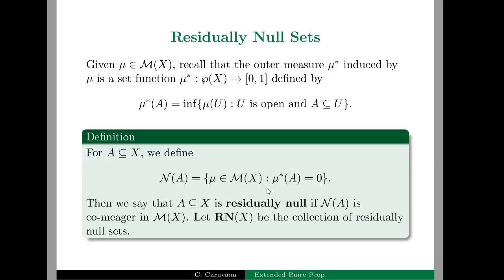And I'll say the set is residually null if its annihilator is co-meager in the measure space. So most measures, in the sense of category, are giving me measure 0. And I'll denote the collection of all residually null sets by RN.